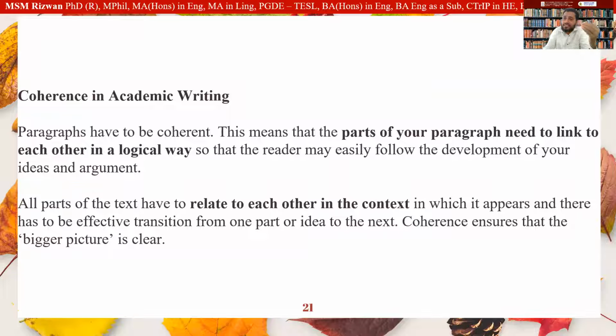The purpose of achieving coherence in academic writing is to ease the task of the audience during the reading of what you have developed or published, right? All parts of the text have to relate. That's very important. Whatever parts you have included in the text, they should relate to each other in the context in which they appear, and there has to be effective transition from one part to the next. So coherence ensures that the bigger picture is clear.